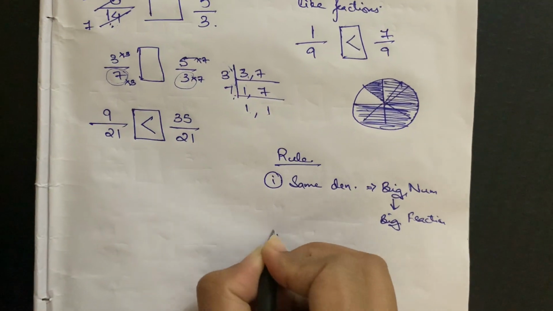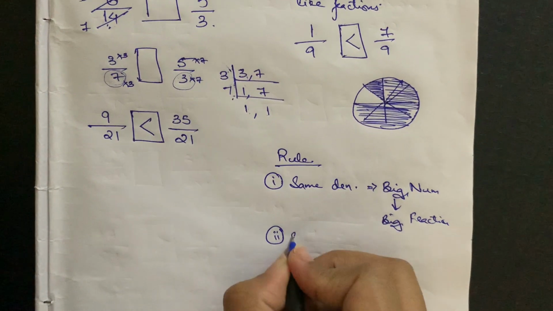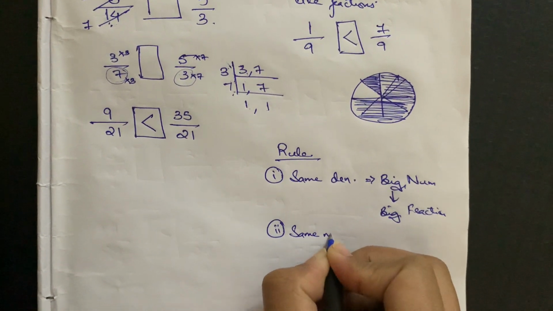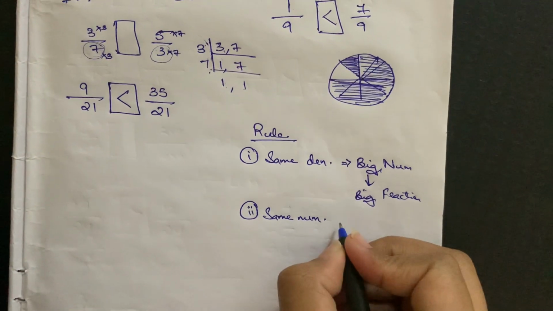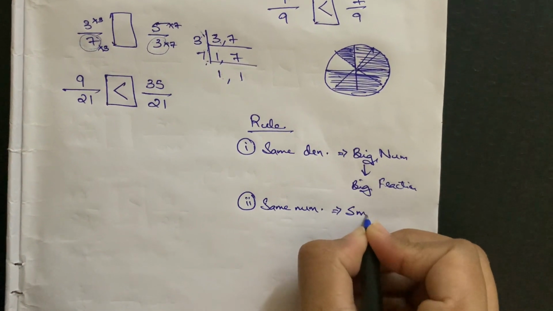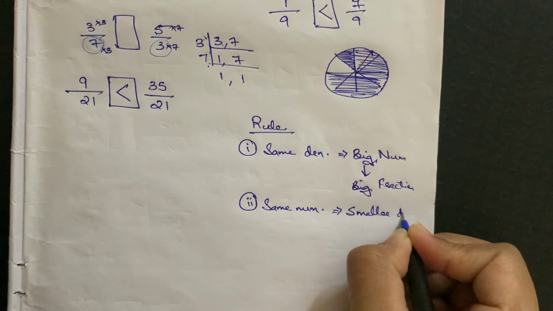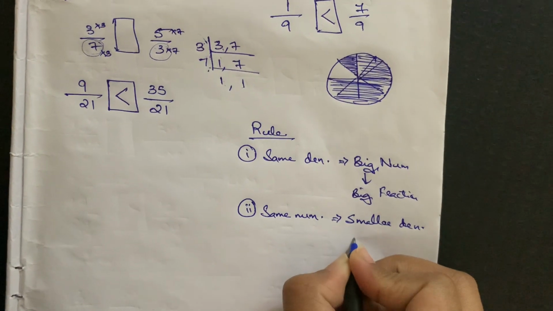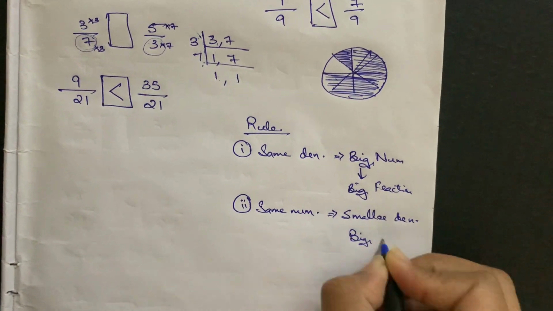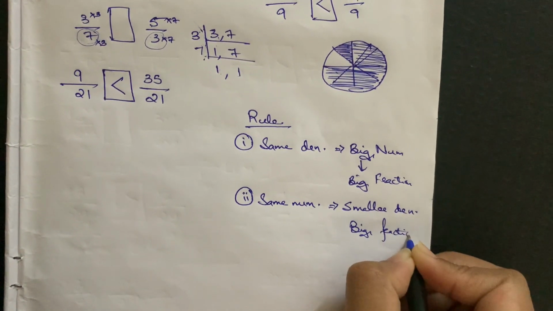The second is sometimes the same numerator will be given to you. Then the smaller the denominator, the bigger the fraction. Smaller denominator means the big fraction.